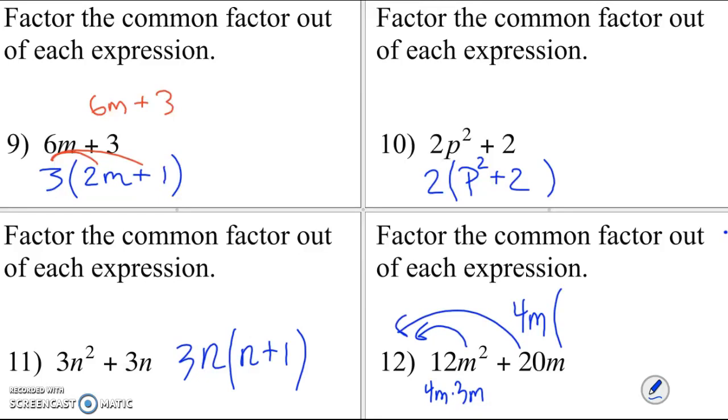So take a 4m out of there, you have a 3m left. Plus, and then over here, if I took a 4m out, I'd have a 5 left. So 4m times 5, what's left is 5. Ta-da!